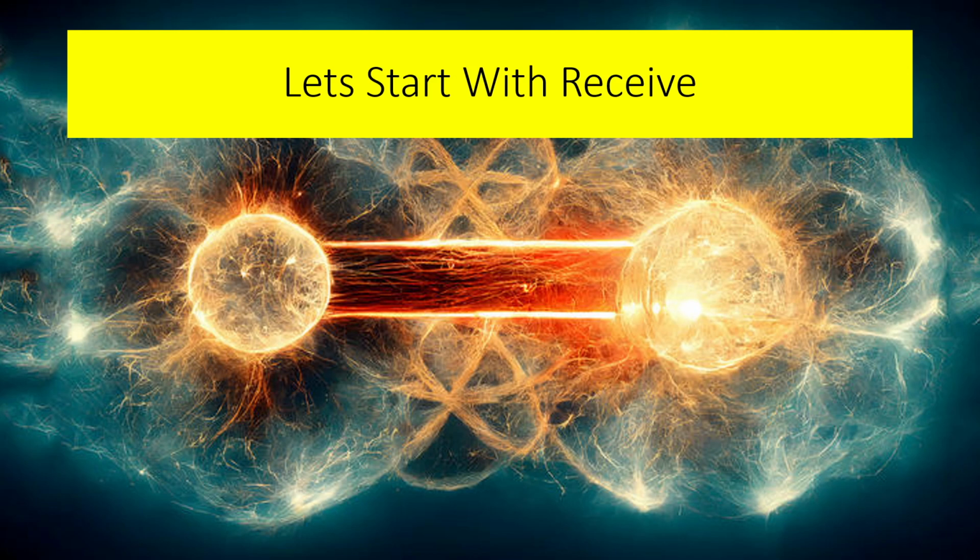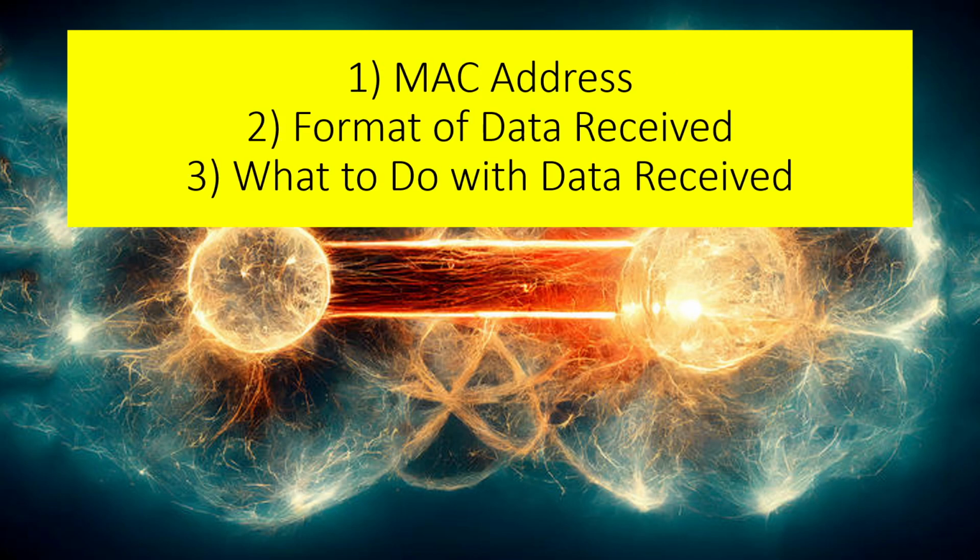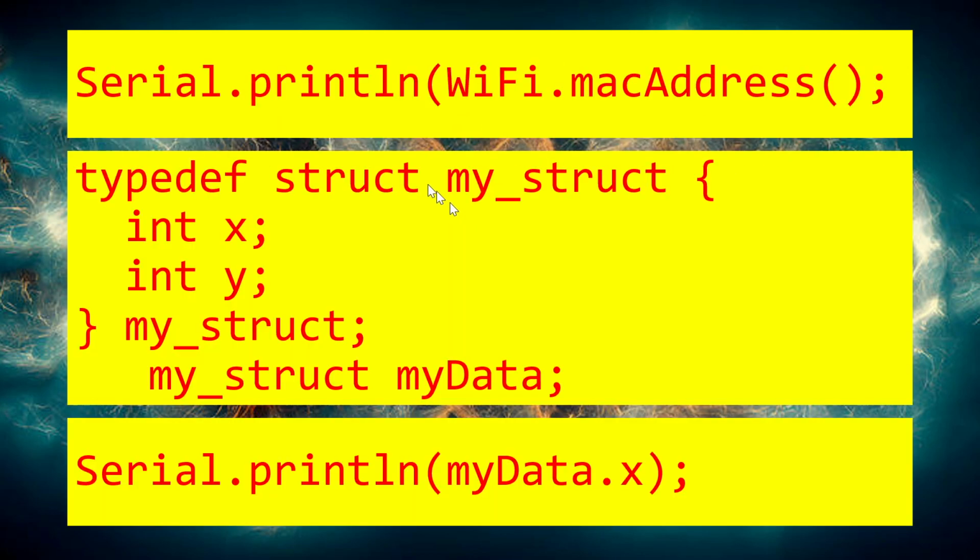Let's start with the receiving code. There are three important aspects of the code. One is the MAC address, the format of the data received, and what to do with the data received. So this is the line that will give you the MAC address of your ESP32, and this is the data structure. I will not go into much detail.